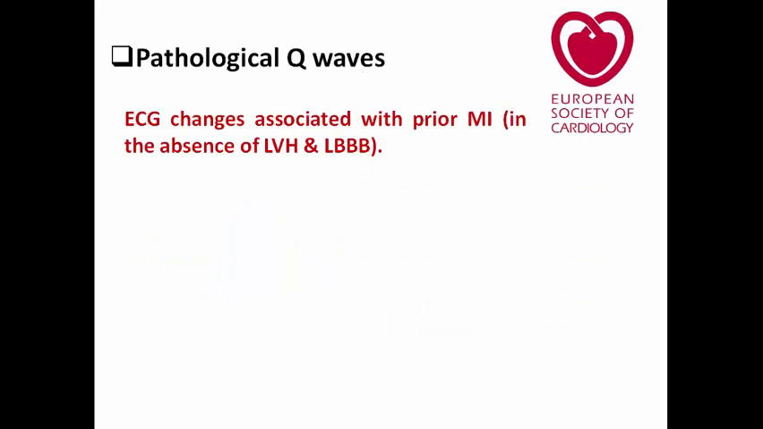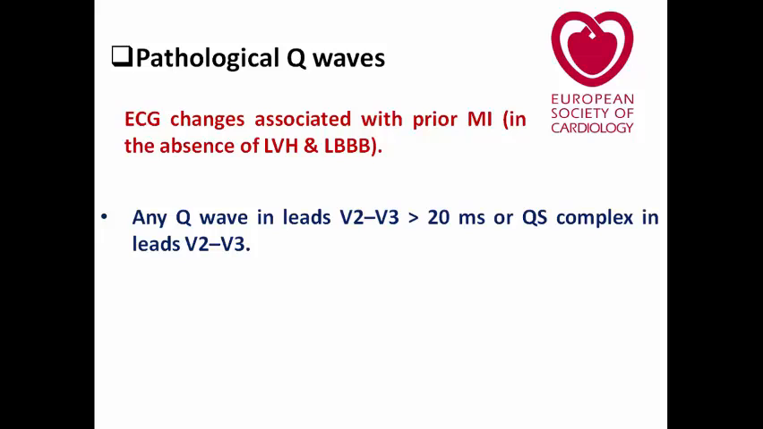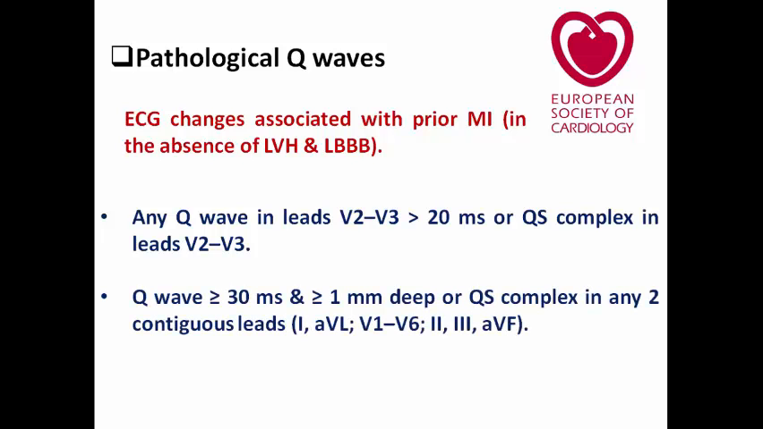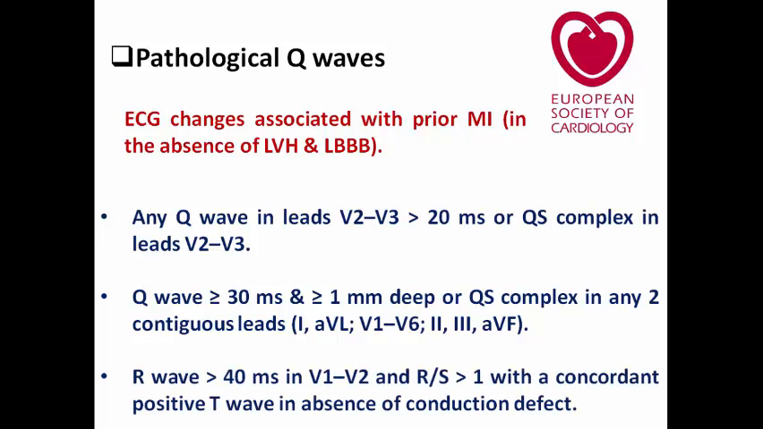But of course, they have solid criteria for diagnosis according to the Fourth Universal Definition of MI in 2018, which defined them as any Q waves in leads V2 and V3 more than 20 milliseconds or a complete QS complex in these two leads; Q waves more than or equal to 30 milliseconds and more than 1 millimeter depth, or a QS complex in any two contiguous leads in 1, aVL, V1 to V6, or 2, 3 and aVF; or even an R wave more than 40 milliseconds in V1 and V2 with an R/S ratio more than 1, and concordant positive T waves in the absence of a conduction defect.